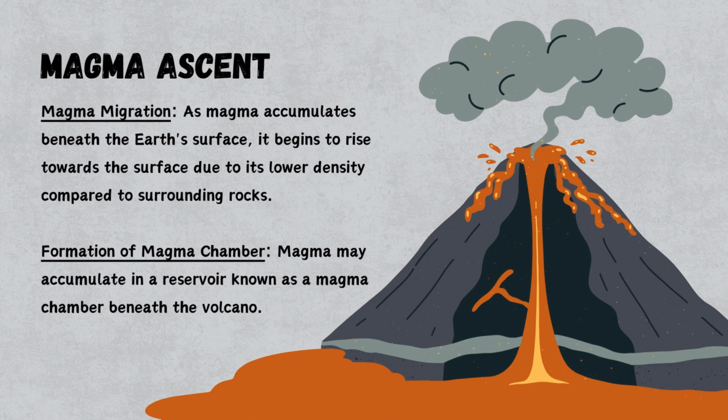Magma migration. As magma accumulates beneath the Earth's surface, it begins to rise towards the surface due to its lower density compared to surrounding rocks. Formation of magma chamber. Magma may accumulate in a reservoir known as a magma chamber beneath the volcano.